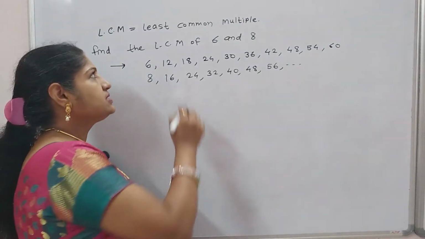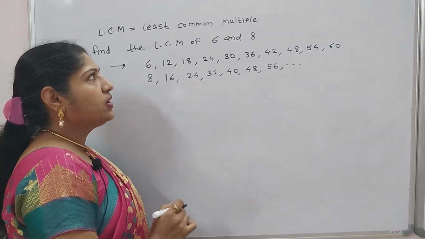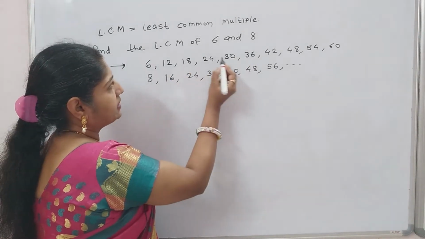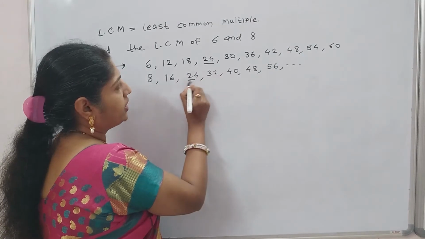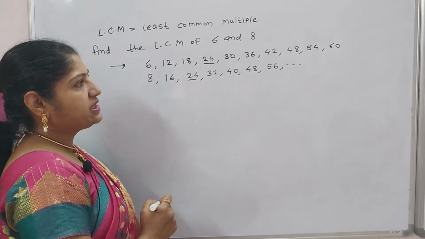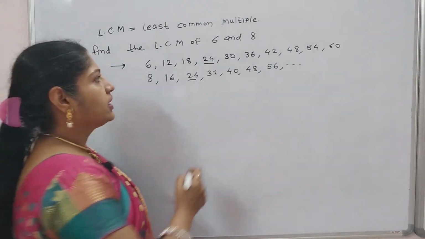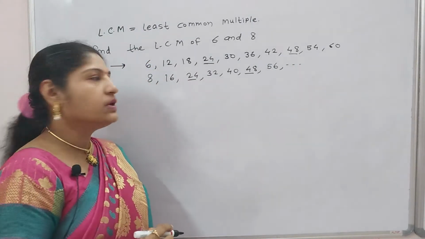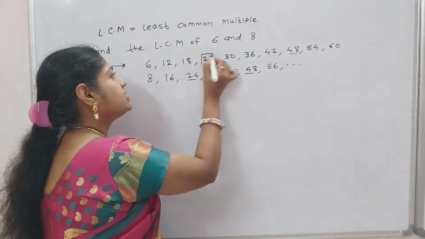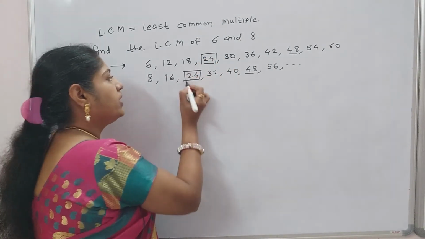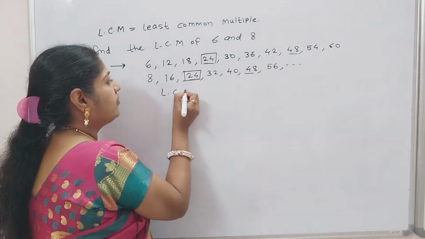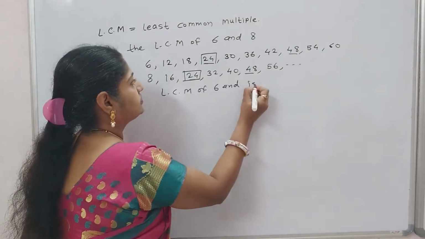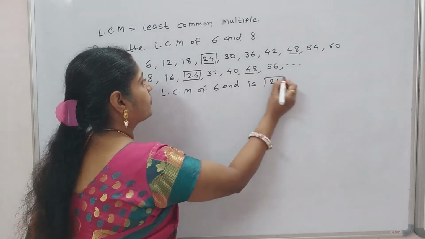Now LCM means the smallest common multiple. Check the smallest common multiple. There is 24. This is the LCM, least common multiple. Here 48 is also a common multiple, but the smallest is 24. So the LCM of 6 and 8 is 24.